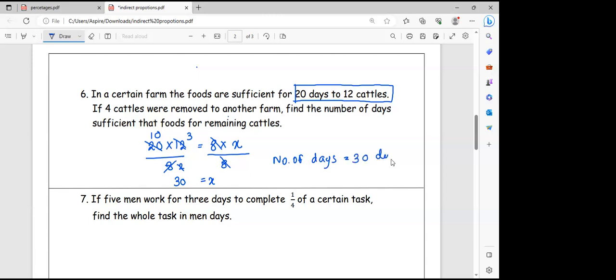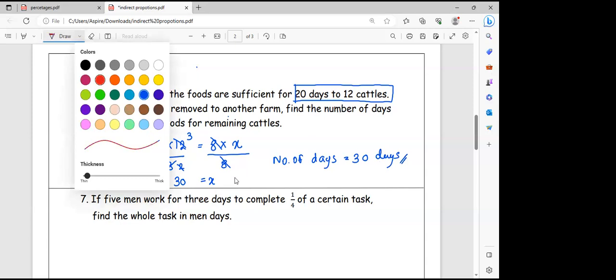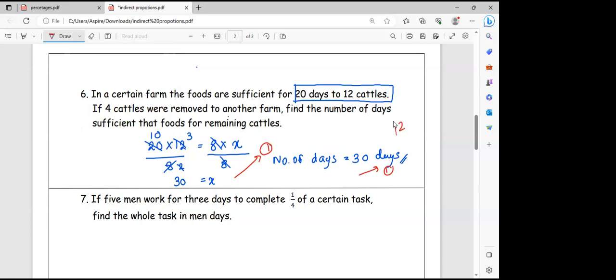Have you got this answer? Yes, teacher. Yes, teacher. Okay, very good.